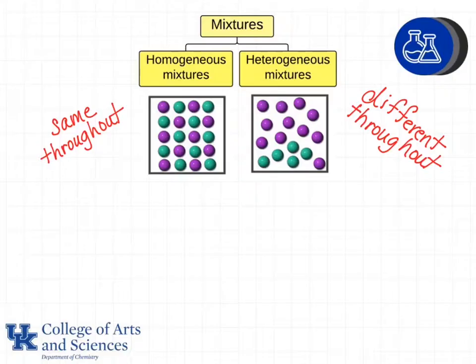Let's look at a way to help us identify whether or not a mixture is homogeneous or heterogeneous. So think about having a sample. Assume you are able to take a sample from the bottom, the middle, and the top of that mixture. If they are all exactly the same, then chances are you have a homogeneous mixture. If, however, you see different things when you pull a sample from the top, the middle, and the bottom, then you have a heterogeneous mixture.